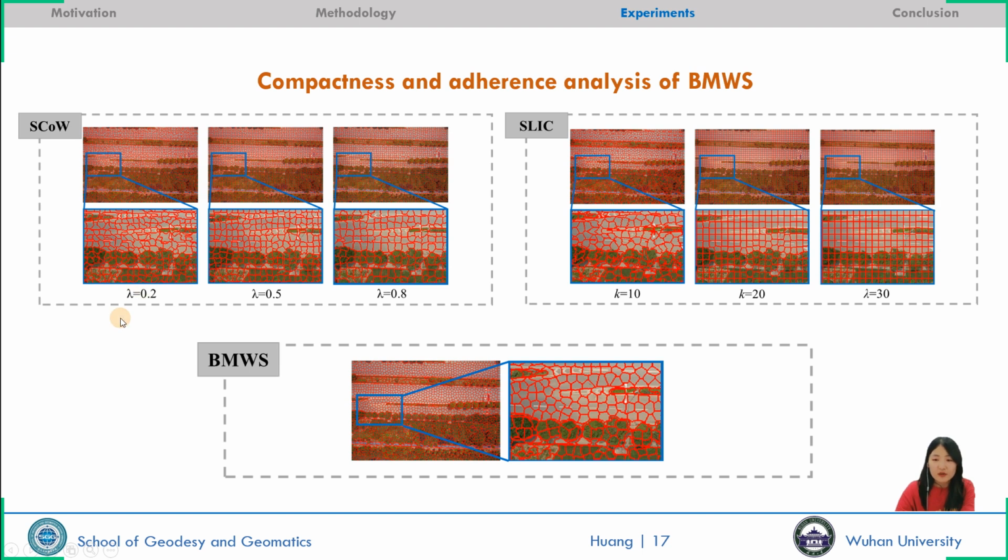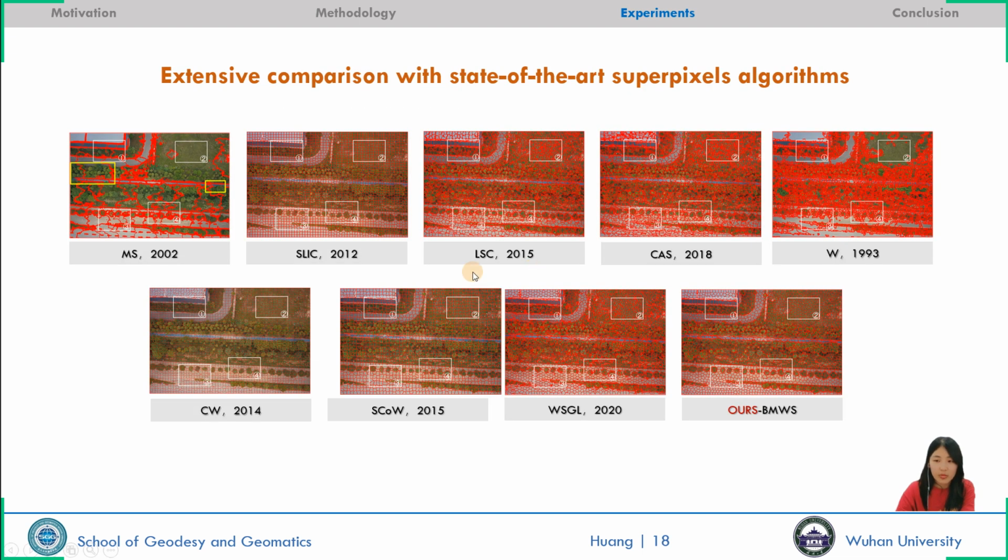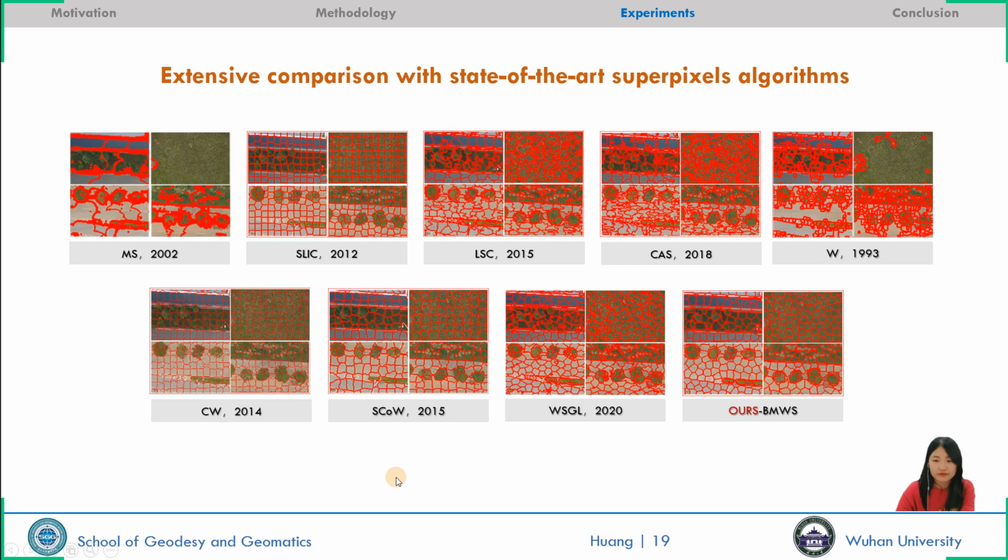We can see the result of SCoW is not compact, and the TURBO result is too regular with poor boundary adherence. On the contrary, our method can not only ensure the compactness, but also shows excellent adherence to the boundary. In order to further compare, we have made a comparison experiment with 8 other superpixel algorithms. Here are the results. Here are the details of the results.